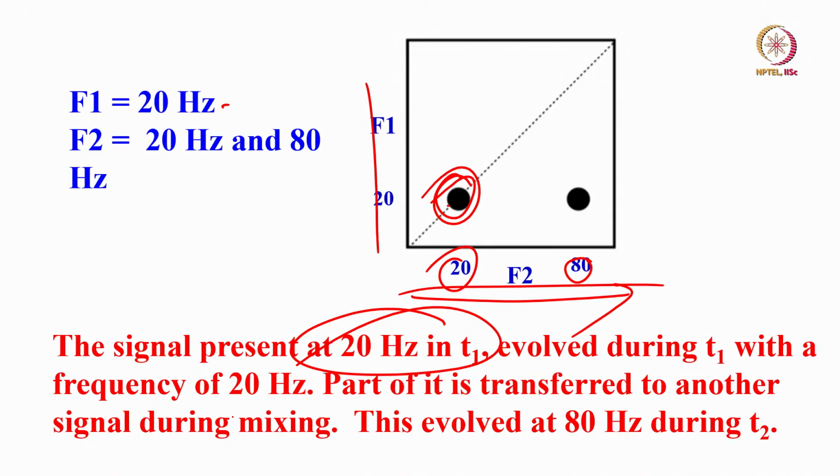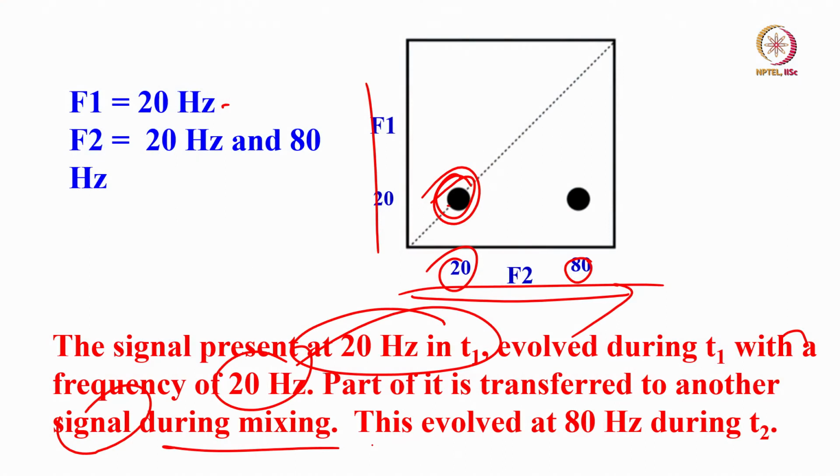The signal at 20 hertz in T1 evolved during T1 with a frequency of 20 hertz and remained unaffected. Also, it evolved at the same frequency. Also what it means is it transferred part of its magnetization to another signal, another spin, during the mixing time, which is at 80 hertz.